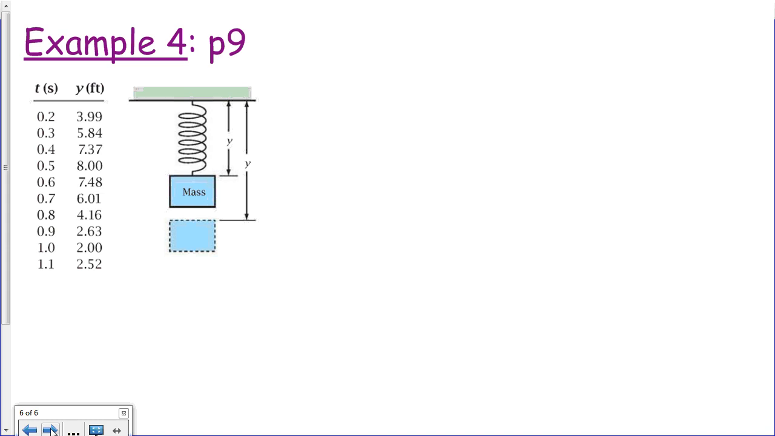Example 4 says you have a mass that's bouncing up and down on a spring hanging from the ceiling. Its distance y in feet from the ceiling is measured by a calculated distance probe, each 1/10 of a second. Given this table of values, which I have up here on the slide for you, I also have a picture of the mass as well. Given this table of values in which t is in seconds, they want you to do the following.